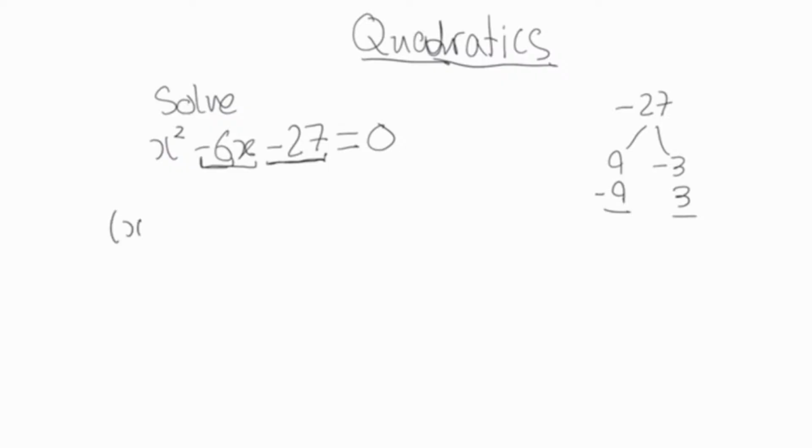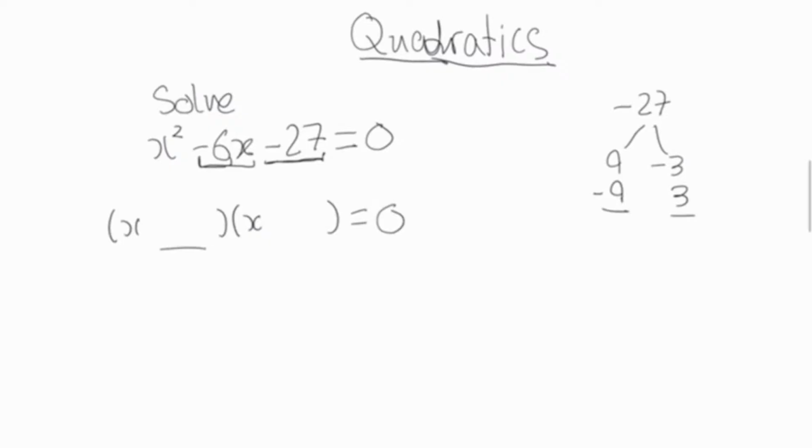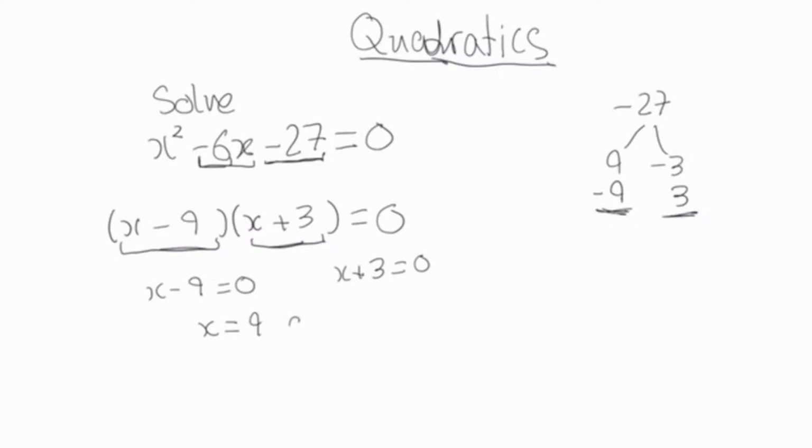So we're just going to get x. So what we do once we found our two numbers is we write brackets like this, and then we fill in these missing numbers with these two here. So we have x minus 9 and x plus 3. And now what we do is just set each one of these brackets equal to 0, and that will be our solutions. So we have x minus 9 equals 0 and x plus 3 equals 0. So our solutions are x equals 9 and x equals minus 3, and that will be our final answer.